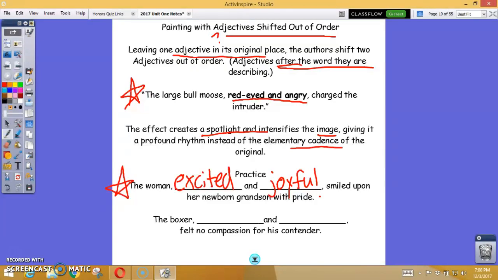Let's do the next one here. It says, the boxer, blank and blank, felt no compassion for his contender. So let's again just do a couple of quick examples. I could say the boxer, violent and maybe hateful. Let's just say he's a bad person. All right, the boxer, violent and hateful, felt no compassion for his contender. So you can see that also it makes sense and it works, and so it's good.